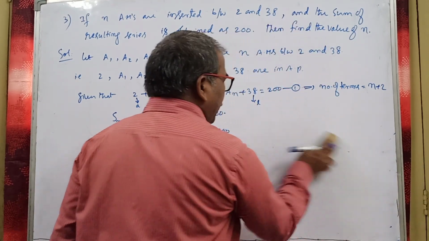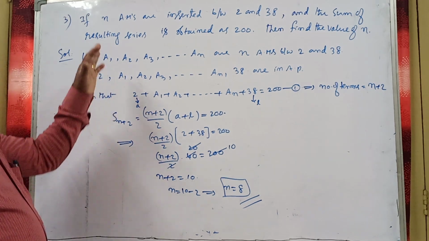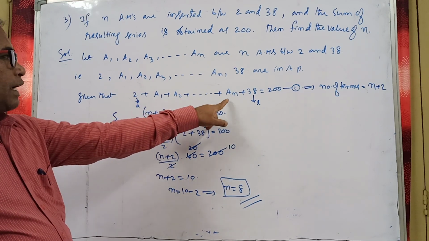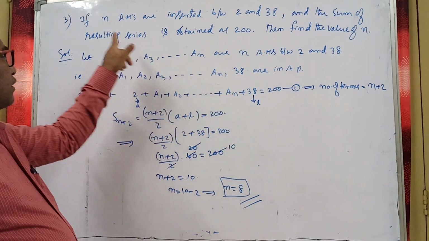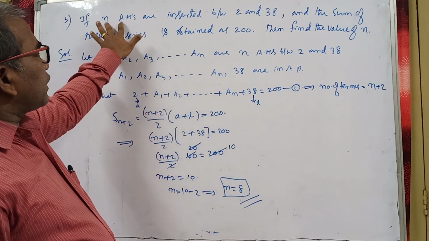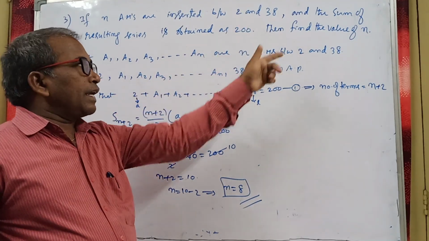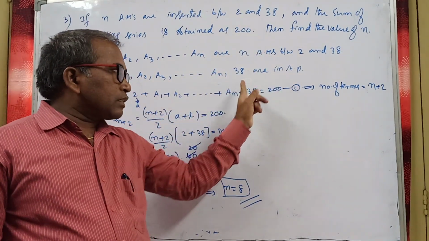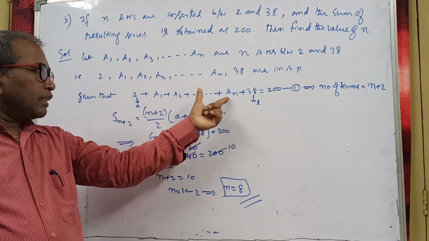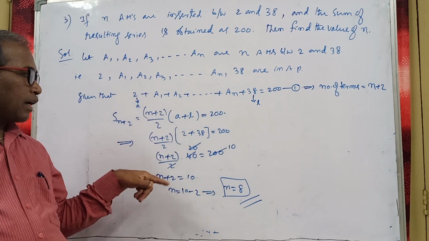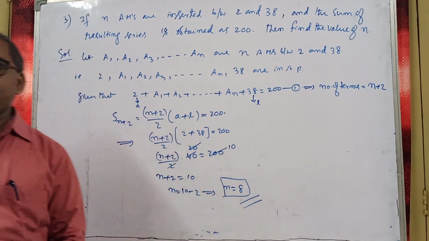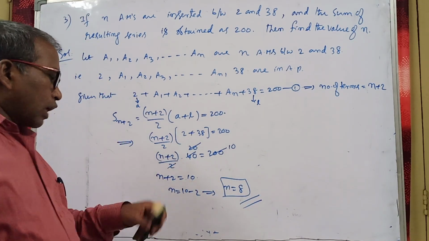You have to read the question very carefully. Is it given only the sum of n arithmetic means? That means only a1 plus a2 plus till an, or is the complete series given? The resulting series means after inserting these n AMs between 2 and 38. This sum is 200. Suppose it is exclusively a1 plus a2 plus an, the n arithmetic means, then there is the formula n/2 into (first term plus last term). So copy this, 1 minute I will give.